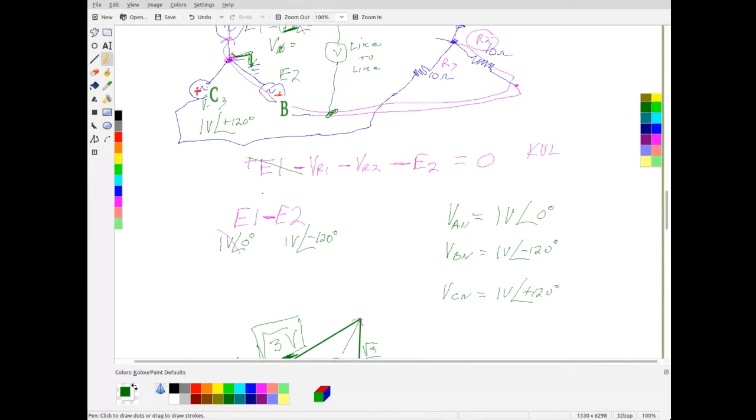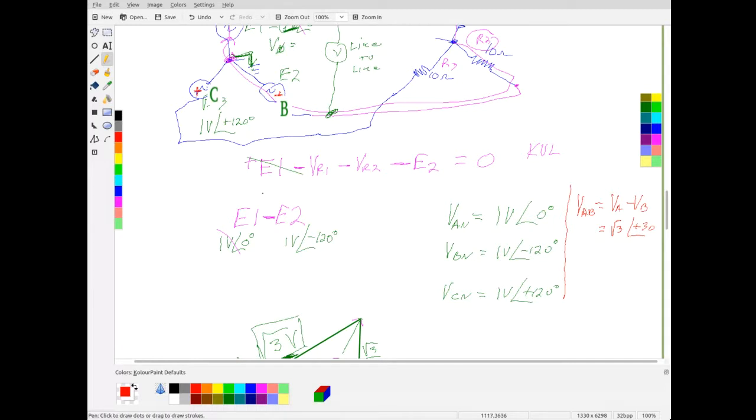All right, so now if we were to look at line to line, we were measuring the voltage VAB. That's what I'm showing right up here. That was the voltage VAB, which is equal to VA minus VB, which is the square root of 3 at an angle of plus 30 degrees.